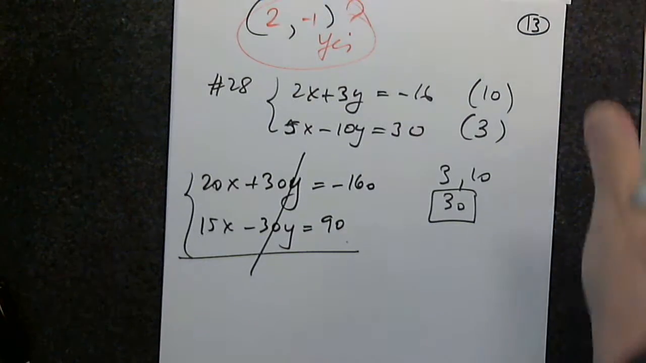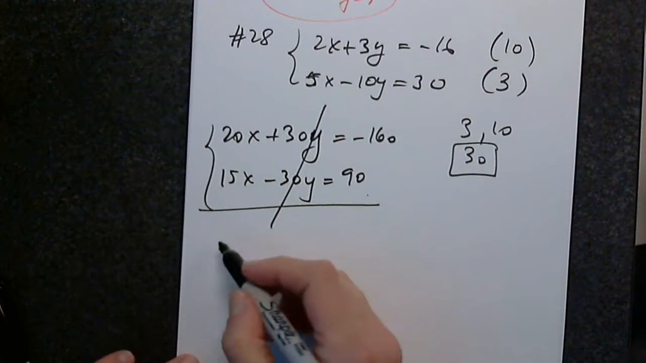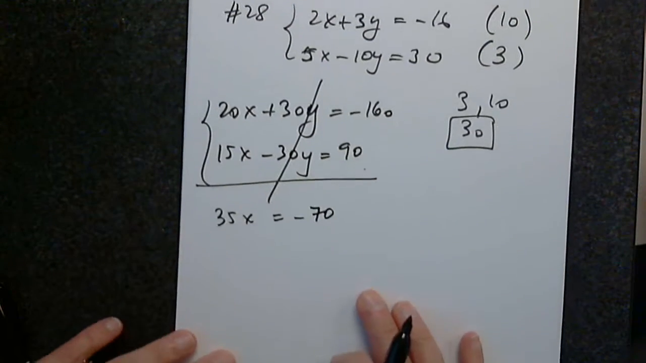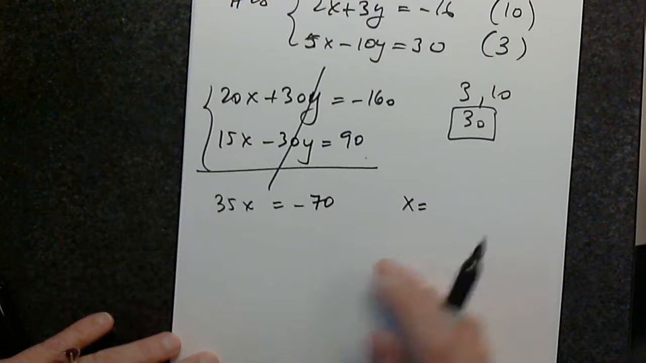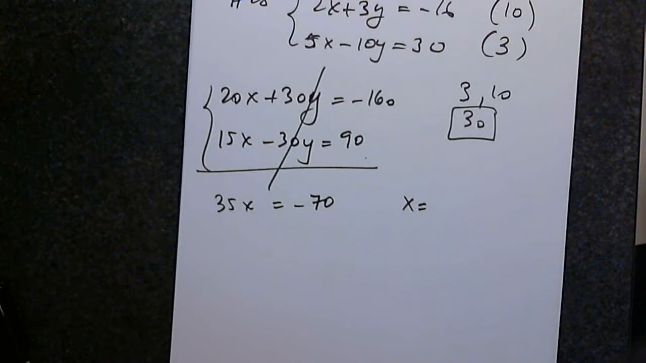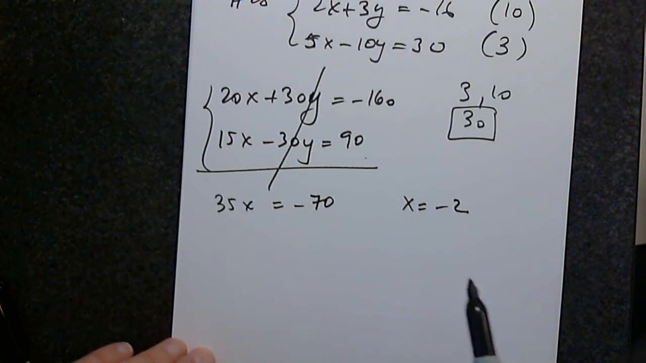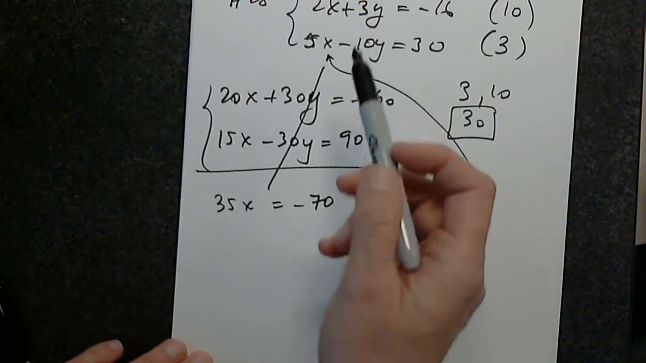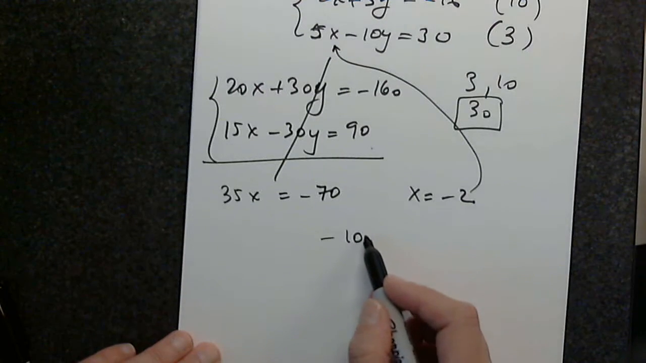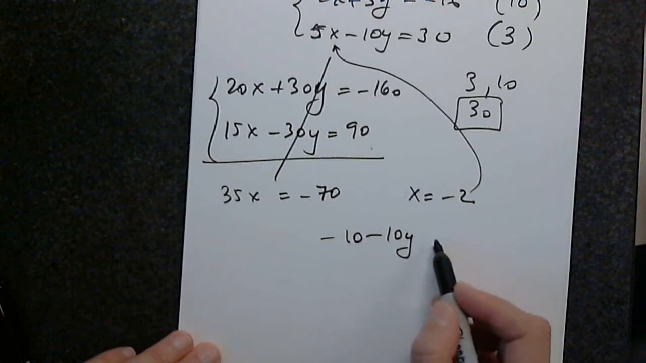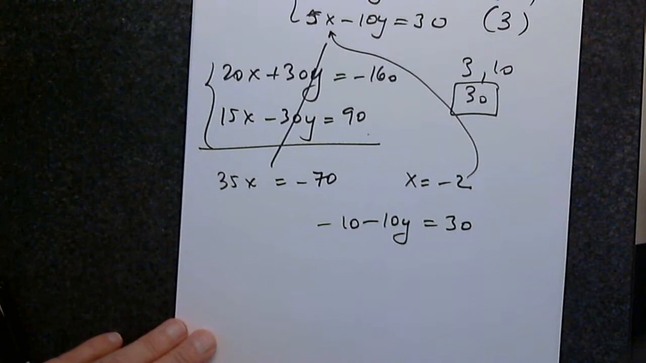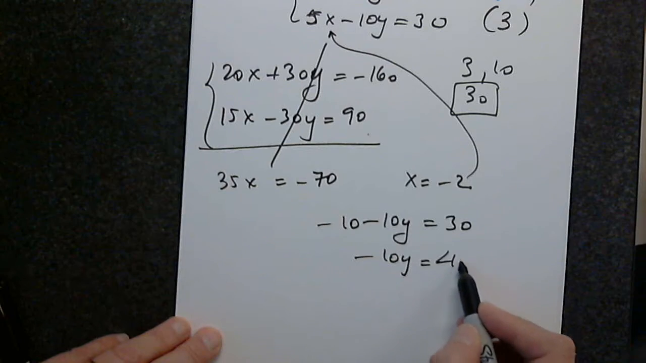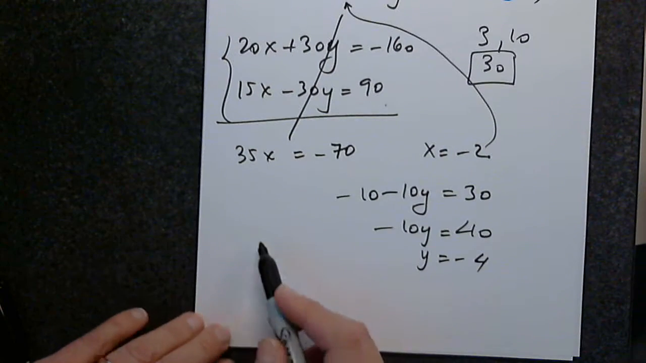So when I add term by term, of course, I get 35x, and I get negative 70, I think. And therefore, x must be negative 2. Is this good? Yes, very good, but not good enough. So I have to go back to any of the two equations. It doesn't matter. Negative 10 minus 10y equals 30. So negative 10y, I add 30, so y equals negative 4.